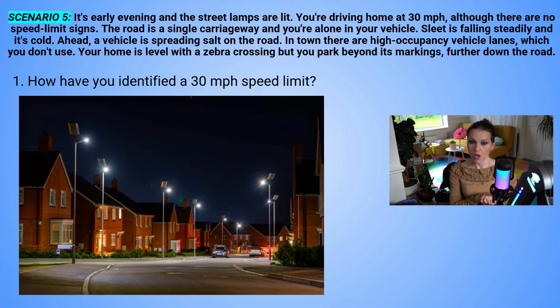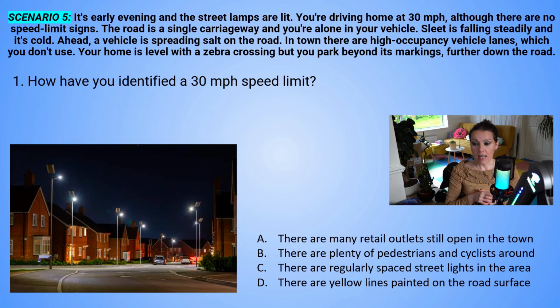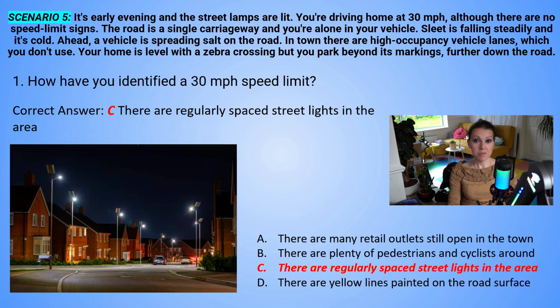So, keeping in mind this scenario, question number 1. How have you identified the 30 miles per hour speed limit? Remember, there are no speed limit signs, there are only lamps which are lit. A. There are many retail outlets still open in the town. B. There are plenty of pedestrians and cyclists around. C. There are regularly spaced streetlights in the area. Or D. There are yellow lines painted on the road surface. And the correct answer is C. There are regularly spaced streetlights in the area.